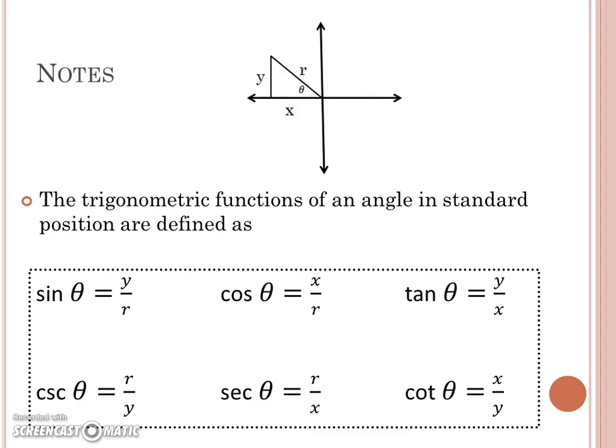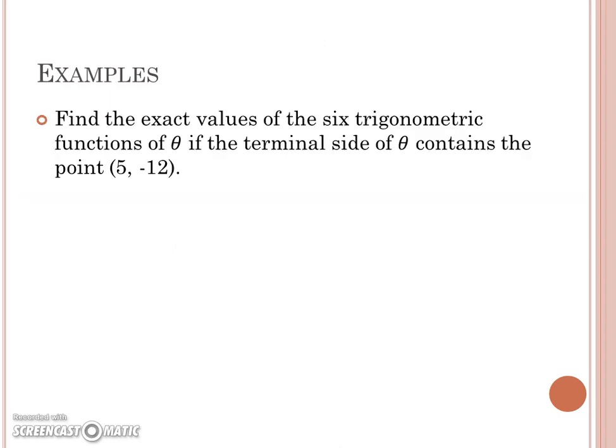So if we have a right triangle, as shown above, theta is our angle, r is the length of our hypotenuse, x is the length we went to the left or right, y is the length we went up or down. So sine theta would be y over r. Cosine theta would be x over r. Tan would be y over x. And cosecant, secant, and cotangent are the reciprocals. So we're going to find the exact values.